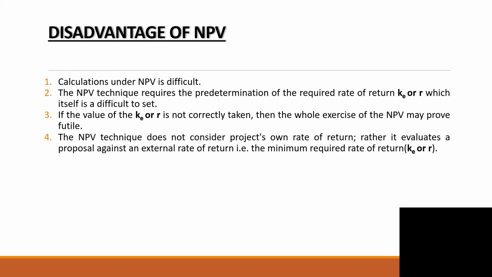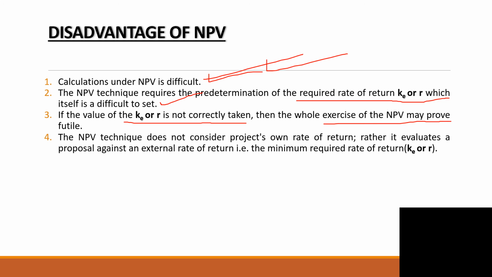Disadvantages. Unlike the payback period, NPV is quite a tedious process. First, you have to estimate the cash flows, then the time value of money, then the cost of equity. The determination of the required rate of return KE is also a difficult proposition. If KE is not correctly estimated, the NPV would be wrong. Decisions taken on the basis of a wrong KE would lead to a wrong NPV. So you need to estimate the cash flows and KE very correctly.